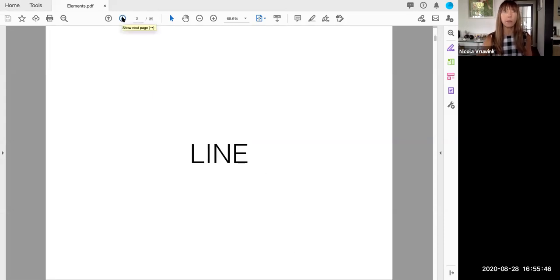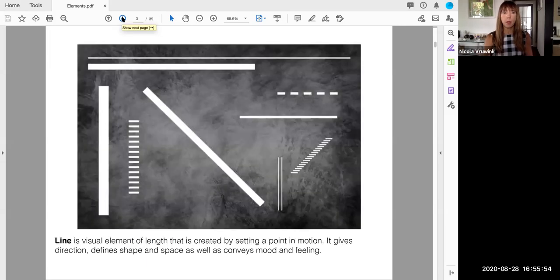So line, we're all very familiar with the idea of a line, but did you know that a line can communicate, that it can convey a meaning or an emotion? A line, if you want to talk about specifically, is a visual element of length, and that is created by setting a point in motion. It gives direction, it defines a space, it creates a shape, as well as conveys a mood or a feeling.